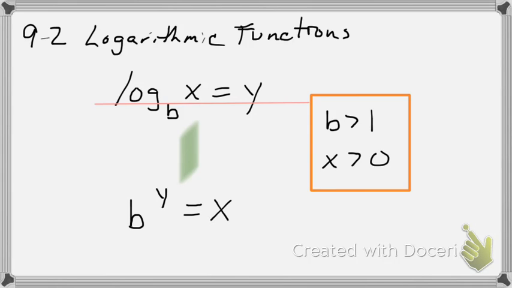And for the logs that you're doing on your calculator right now, the b is 10. Your calculator only knows how to do logs with a base of 10, as far as you know, with the log button anyway. The other buttons can do a couple other different things. We'll get to that later.